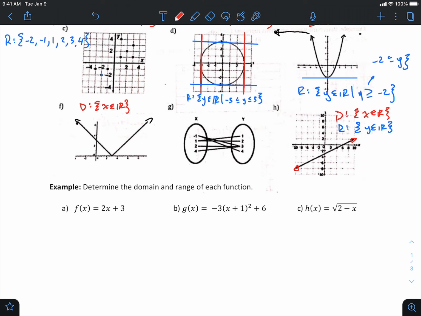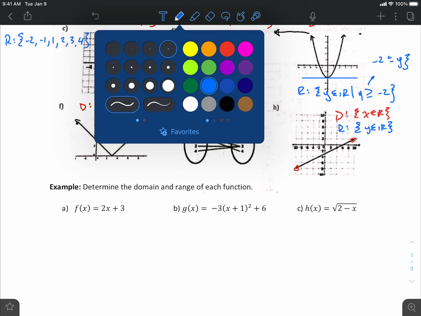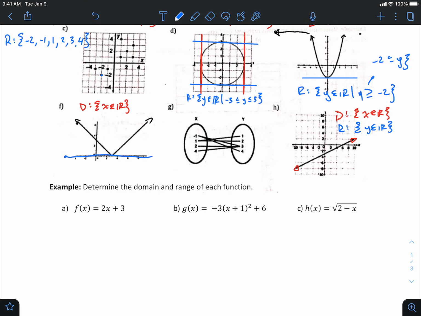Now the range, you just look at it and you go, okay, what value of y does it never go below? Never goes below 0, so the range, it can take on any value of y such that y is greater than or equal to 0. Okay, it just has to be bigger than or equal to 0.